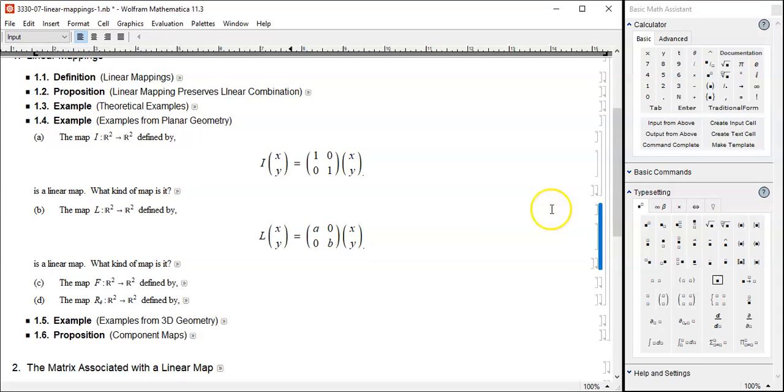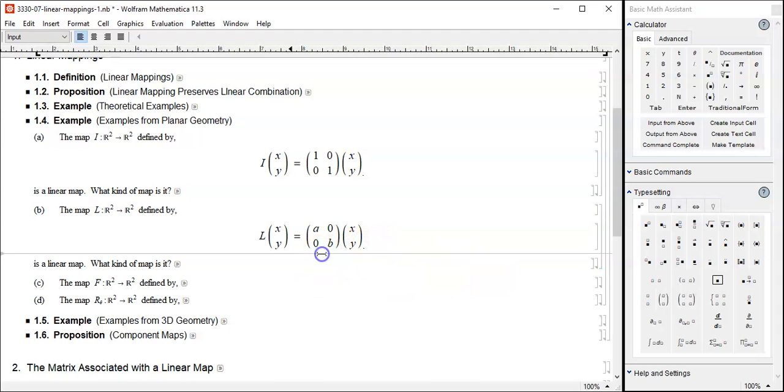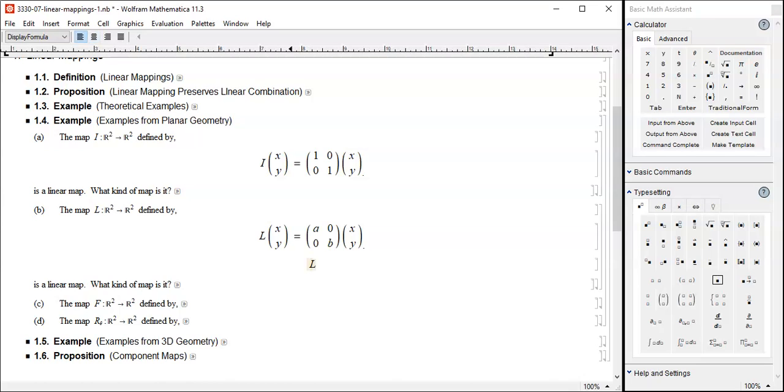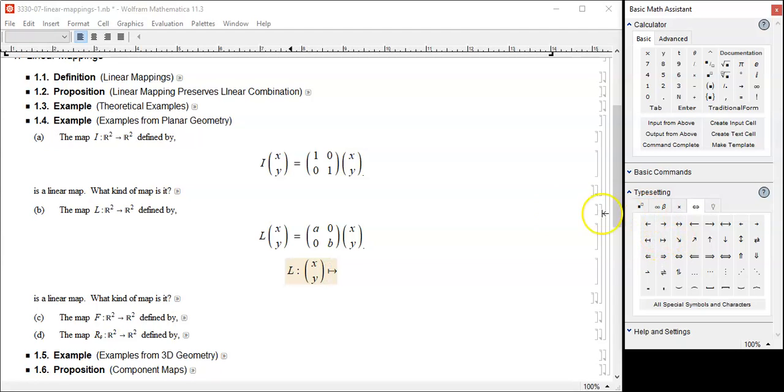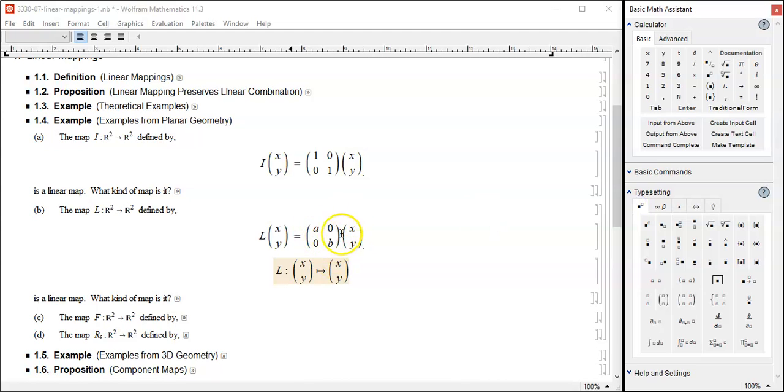Okay, here's the next example. This time, the matrix A is [[a, 0], [0, b]]. What kind of map is this? So L is sending (x, y) to, let's see, let's do this matrix multiplication. ax plus 0y, isn't it? And then this one is 0x plus by, isn't it? Did I do this matrix computation correctly? It's just matrix multiplication. Okay, and therefore, this is just ax, and then just by.